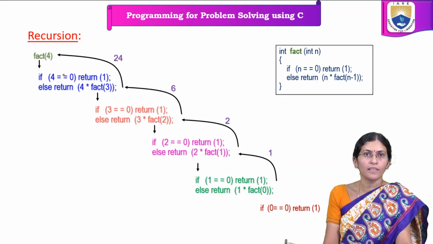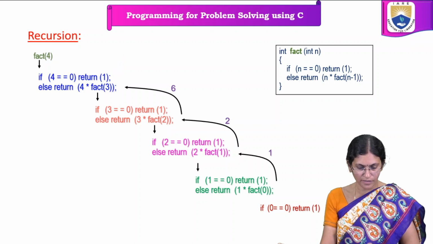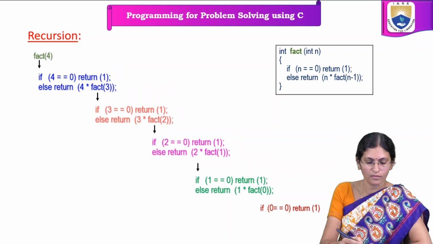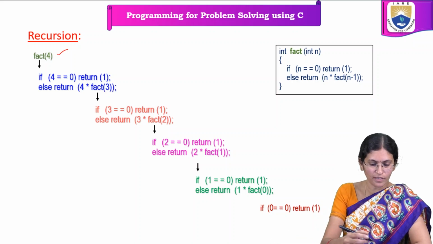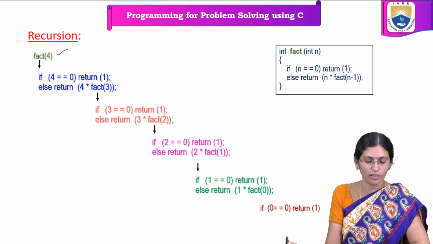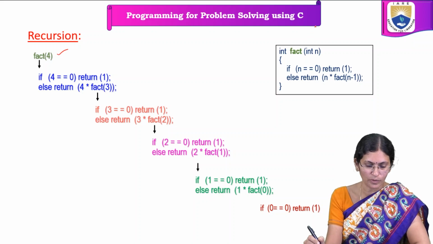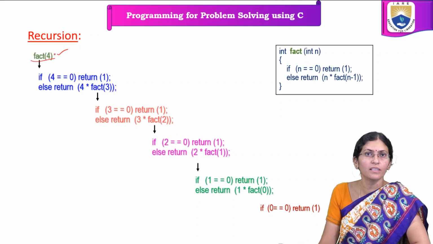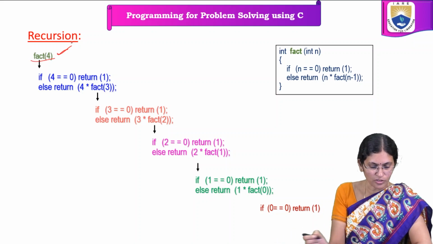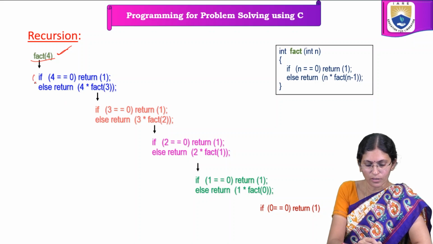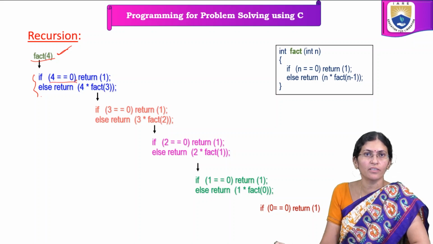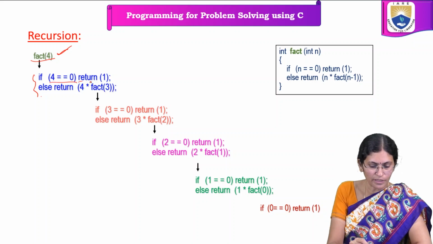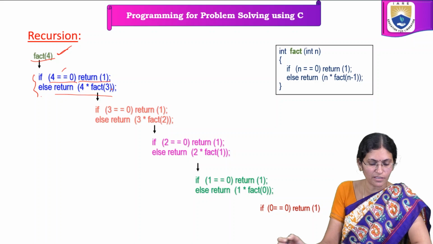First, in the int main function, suppose we want to find the factorial of a given number, 4. We want to find out the factorial of 4, so we are calling the function fact of 4 in the main function. After that, control is transferred to the function definition. There it will check the condition: if 4 is equal to 0, it will return 1. This condition is false, so the other statement is executed.